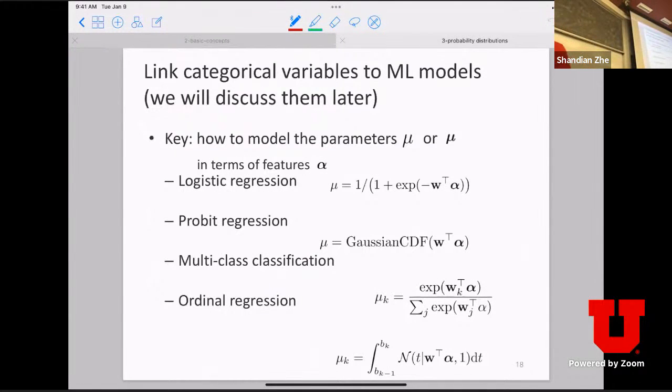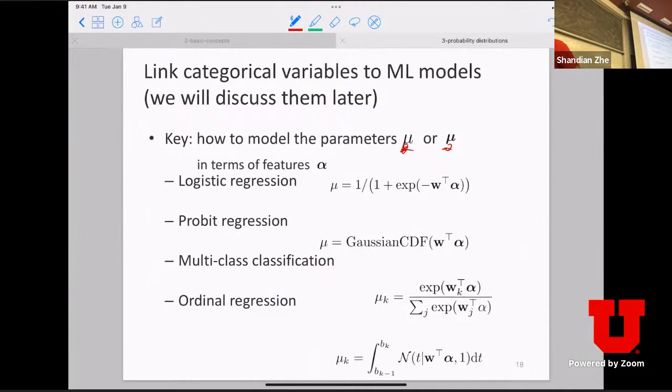Then the problem is that we know these categorical distributions or Bernoulli distributions have parameters, either mu or a mu vector. How do we link our model to calculate these parameters? So here are a few commonly used modeling frameworks.